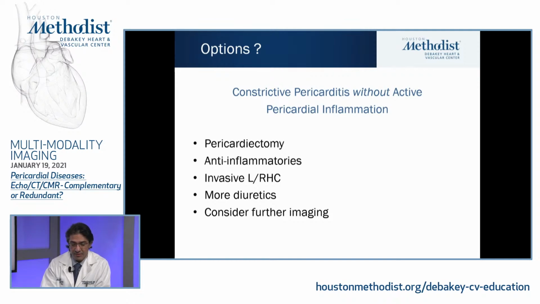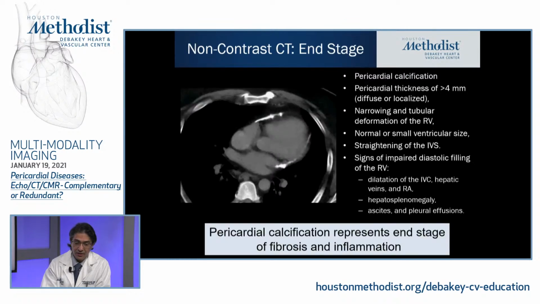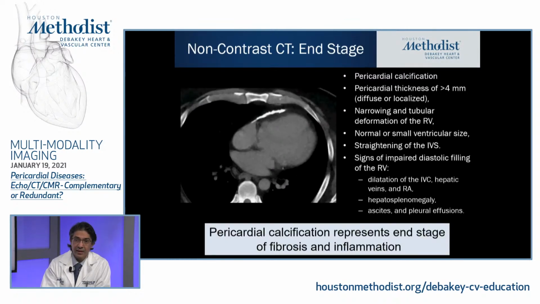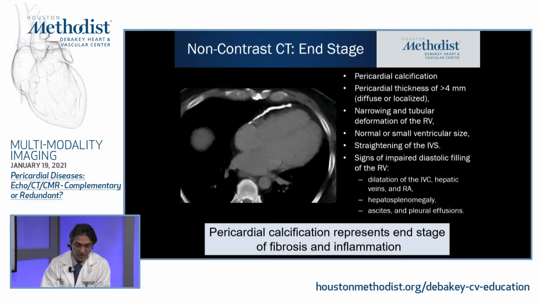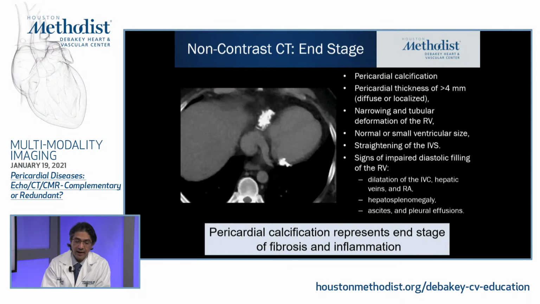So you're absolutely right. This is a case where this patient was not having active inflammation. And if you take a look at this patient's CT here, you can see again that the thickening that we were seeing on CMR is actually not thickening. Very nicely seen by CT. This was diffuse calcification anteriorly and posteriorly around the heart.